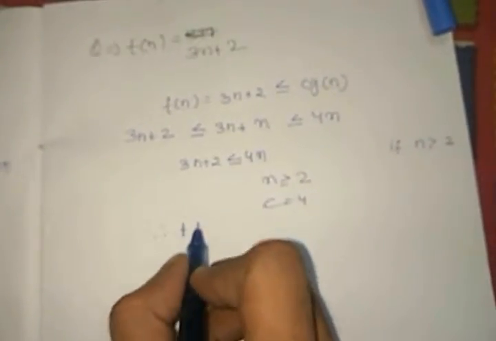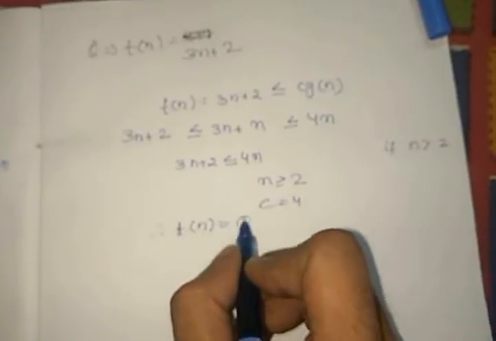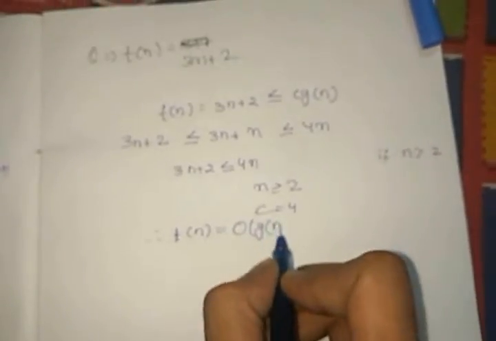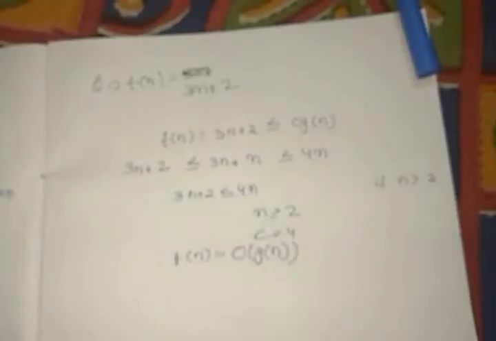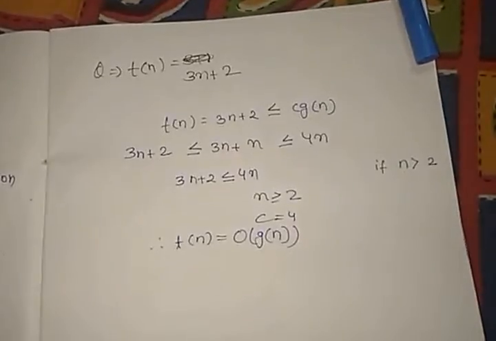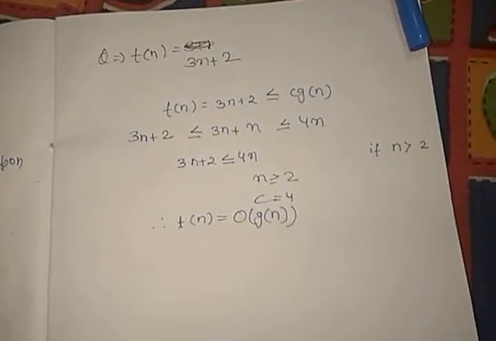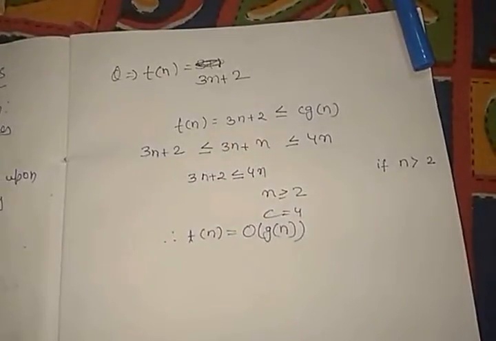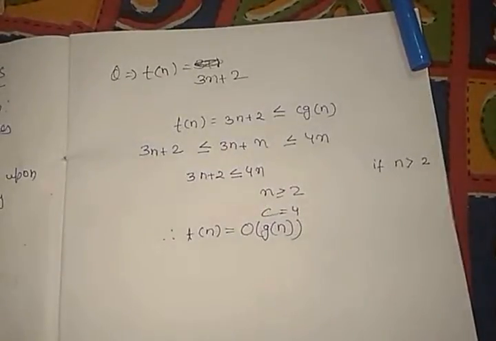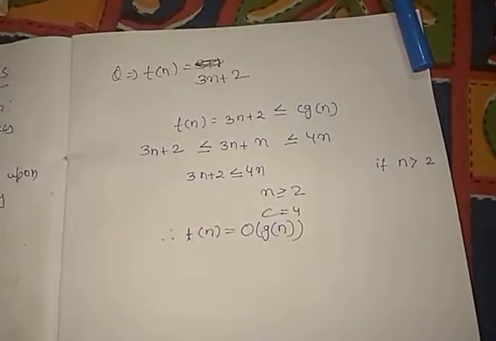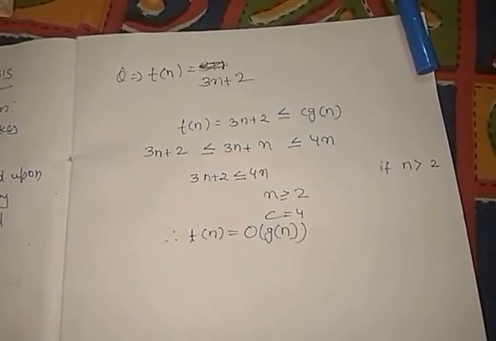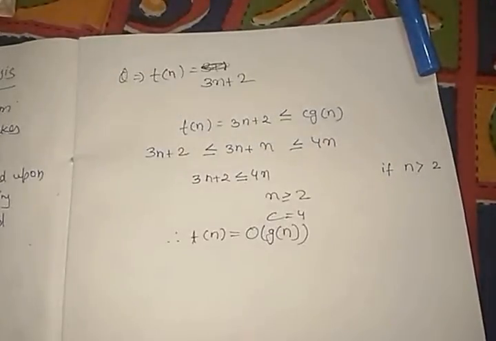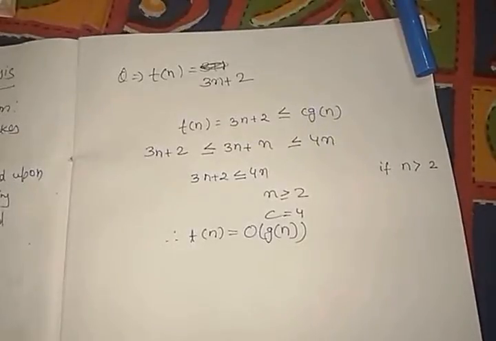Since T(n) is O(g(n)), by using this method you can easily find the upper bound of any function. We will see more asymptotic notations in the next lectures, and it is very easy. After solving them, you can easily find the time complexity of any algorithm.